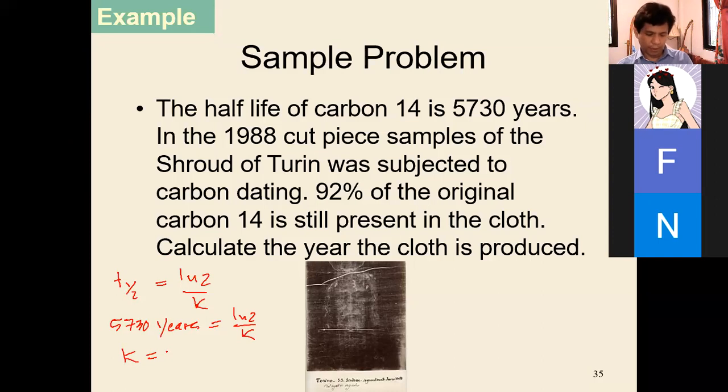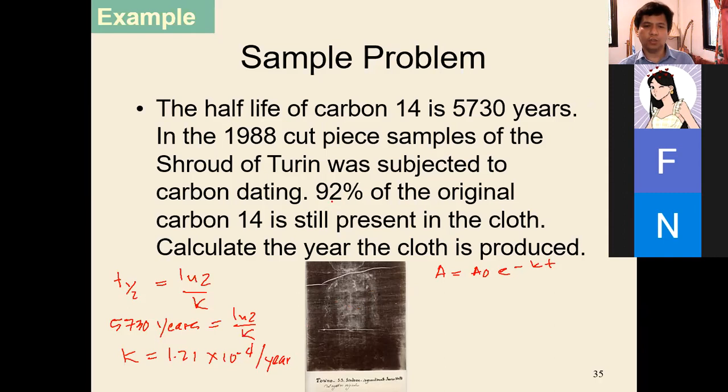Solve nyo lang. So basically that's ln of 2. Cross multiply nyo lang, ln of 2 divided by 5,730 years. I have 1.21 times 10 to the minus 4. Okay. You got this one? This is per year. Okay. Next, you need to use this equation: A equals A sub O e to the negative kt.